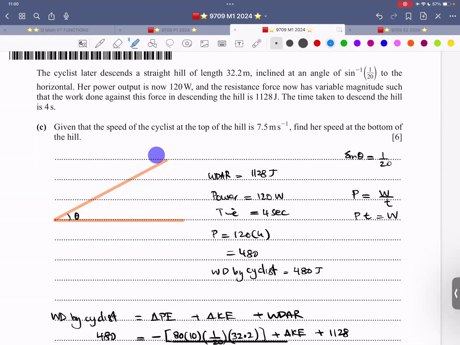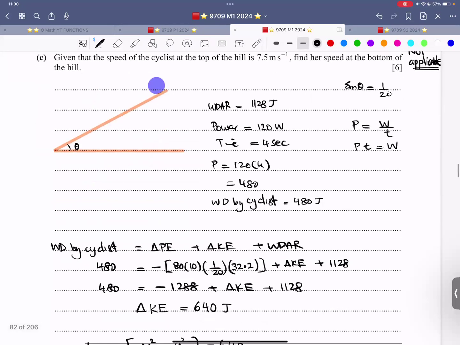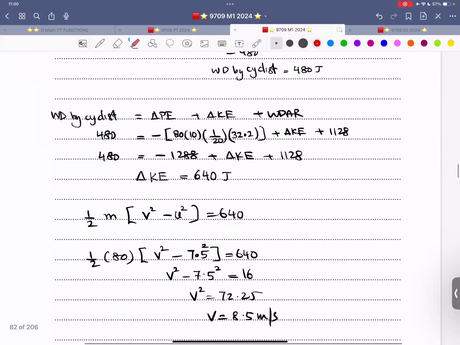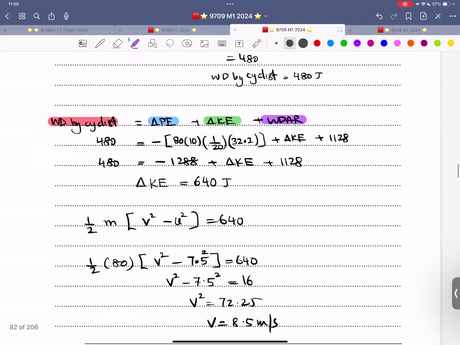Now, remember this thing. Let me highlight this. When it says the resistive force has a variable magnitude, that means F equals ma is simply not applicable because the acceleration is not constant. So that is why I have to use the energy method. What is the formula that I use? The formula is: work done by cyclist, on the left-hand side of the equation, is equal to change in potential plus change in kinetic plus work done against resistance. That is what I use.